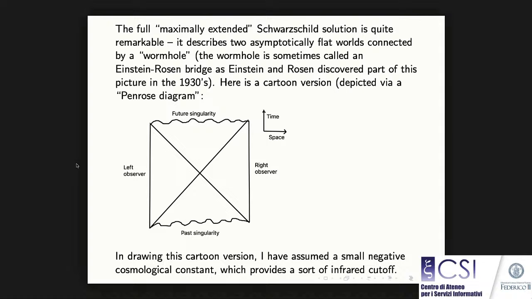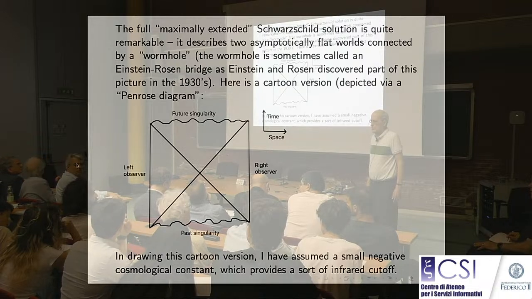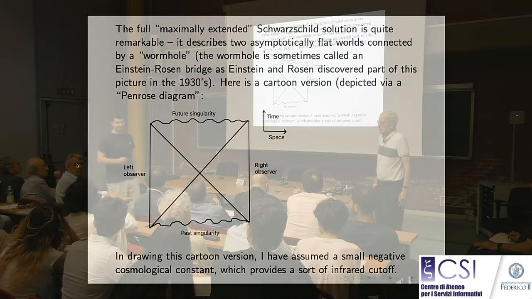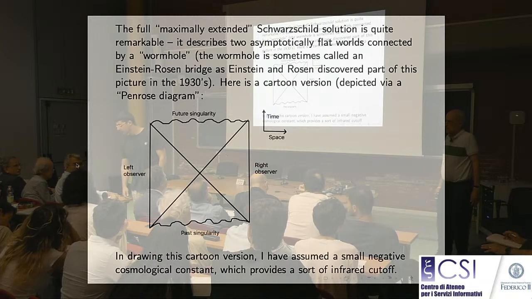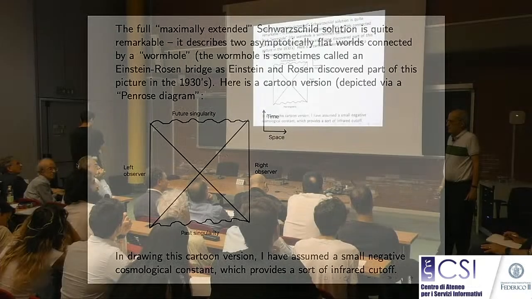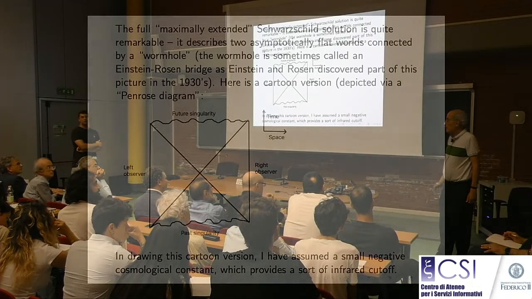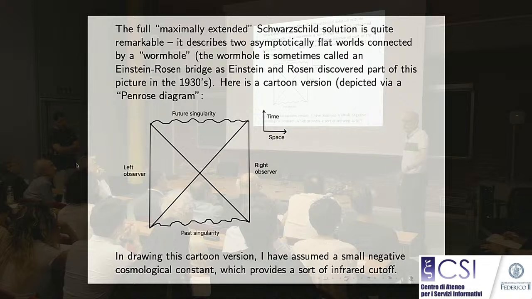Just a comment. Yes? That this extension, isn't it true that just recently I understood that it is not the unique possible maximal extension to the interior of the black hole? No. So it's the unique maximal analytic continuation of the exterior. Well, let's discuss that separately, if you don't mind.